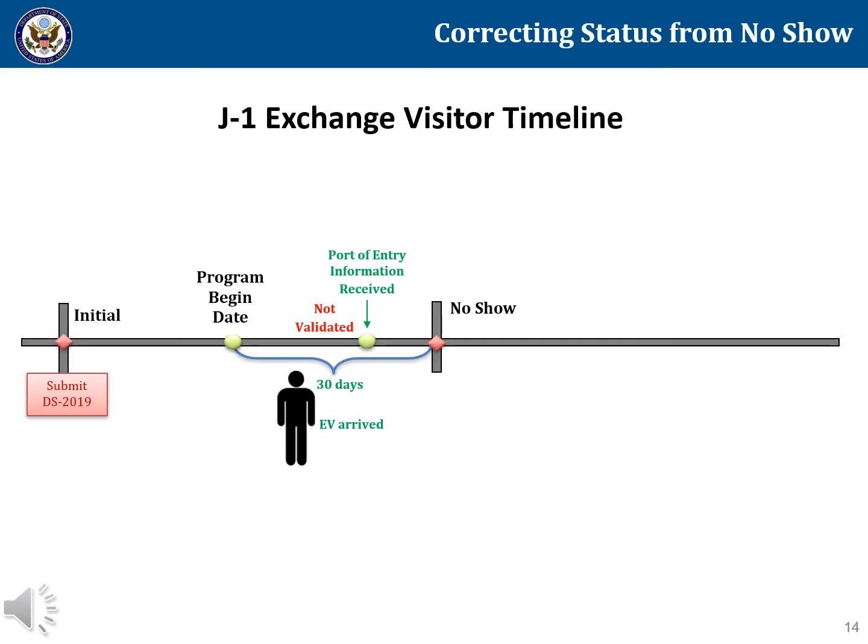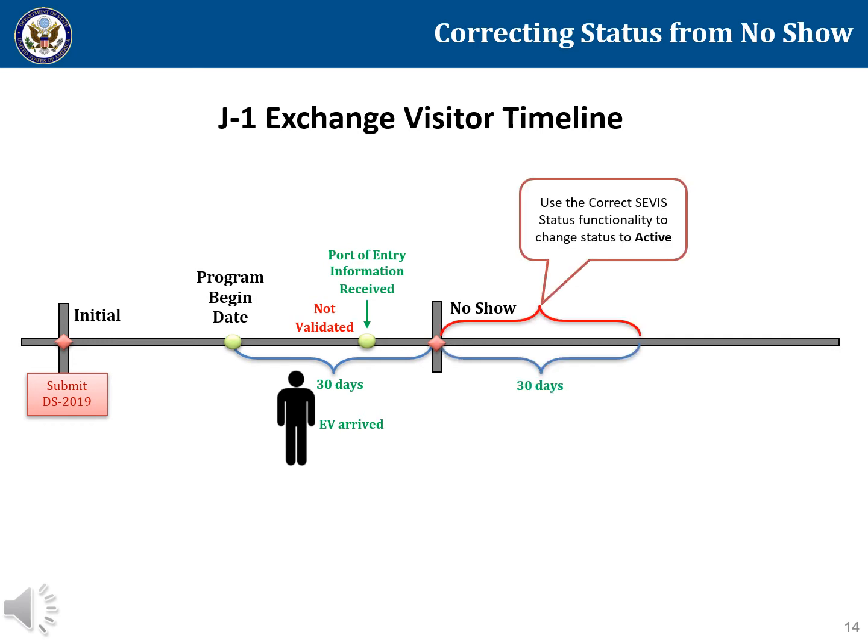An exchange visitor status changes from initial to no-show when the record has not been validated within 30 days of the program begin date and there is port of entry information on the record. The RO or ARO can also manually change the status to no-show. When the exchange visitor is in the United States and the record is in no-show status, you have 30 days to use the Correct SEVIS Status functionality to change the status to active.